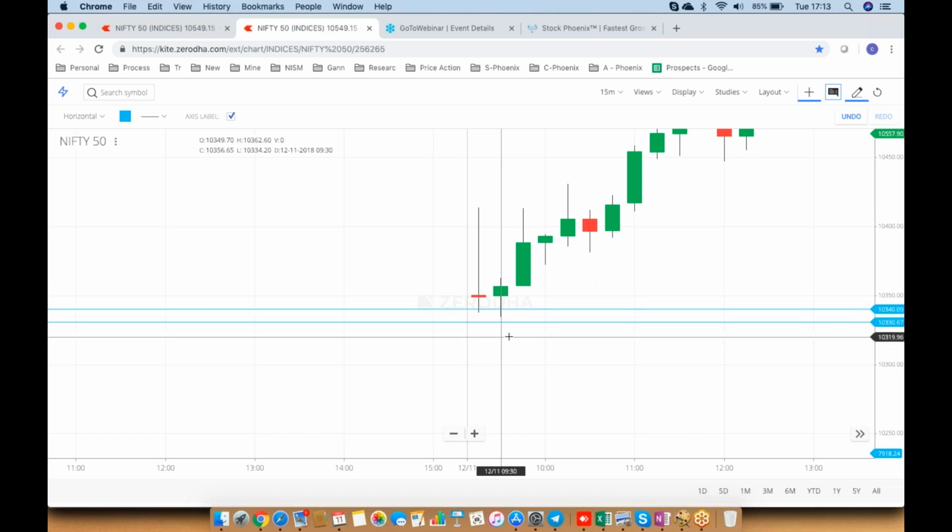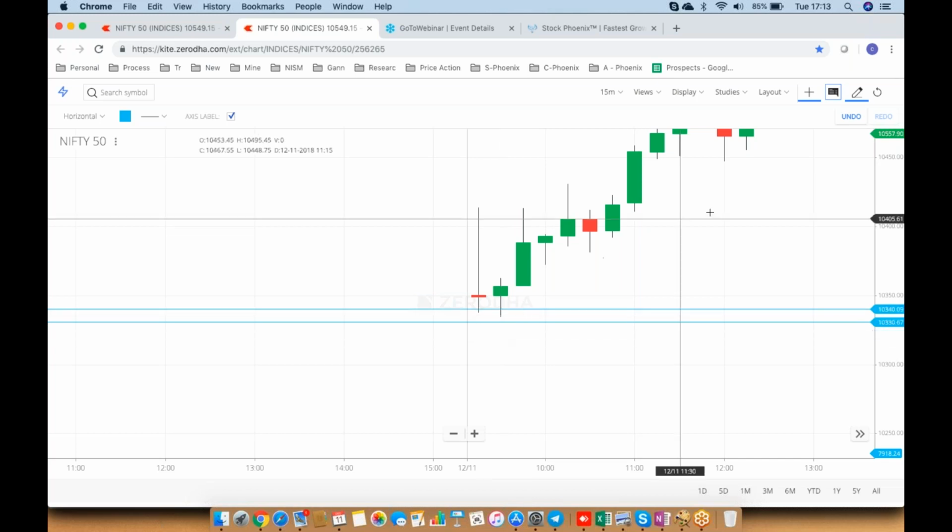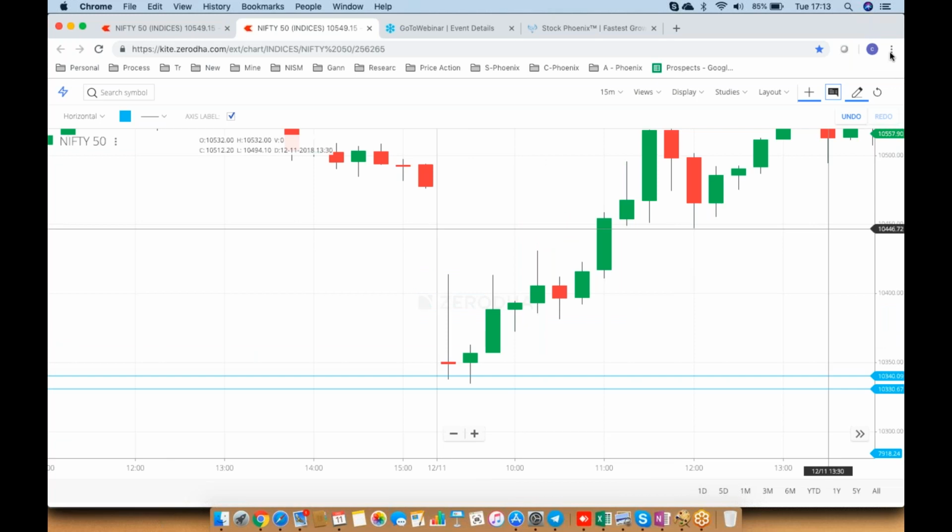With a stop loss of 10,330, keeping the stop loss of just 10 points, we gave a long entry on the index. See, the stop loss we kept is only 10 points. So imagine keeping a stop loss of 10 points for a 10,500 index, right? It is not an easy call.